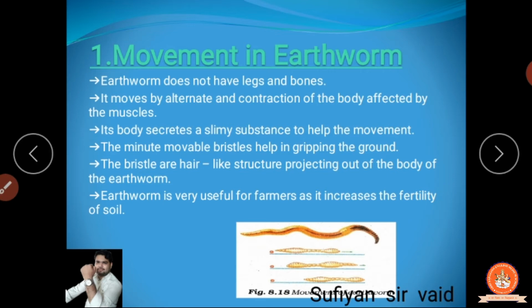Clear? Because of the slimy things which are in their body, they become very soft and they release it from their back side.